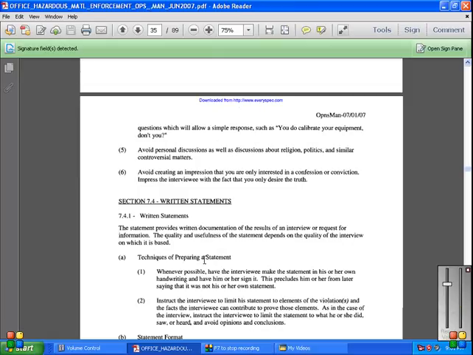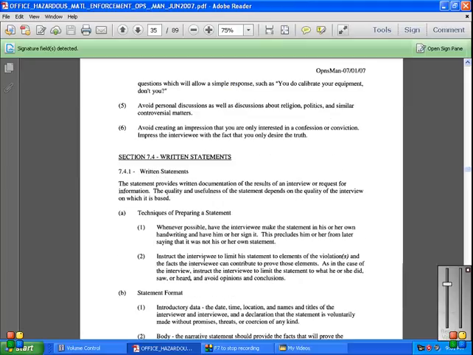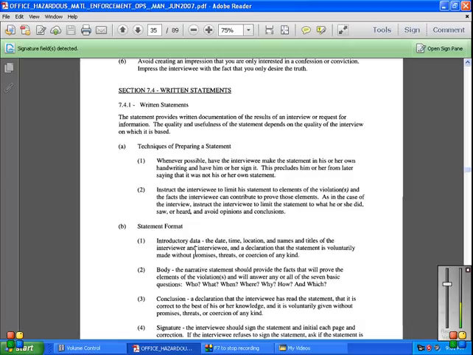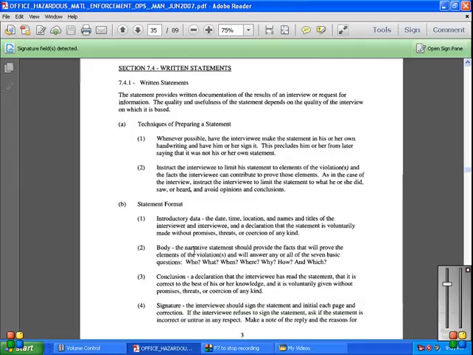Instruct the interviewee to limit the statement to the elements of violations and facts the interviewee can contribute to prove those elements. Instruct the interviewee to limit statements to what he or she did or saw, and to avoid opinions and conclusions. Statement format. Introductory: date and time, location, names and titles of interviewee and interviewer, and a declaration that the statement was made voluntarily, without promises, threats, or coercion of any kind. Body: the narrative statement should provide the facts that will prove the elements of the violation. It will answer all the basic questions: who, what, when, where, why, how, and which.